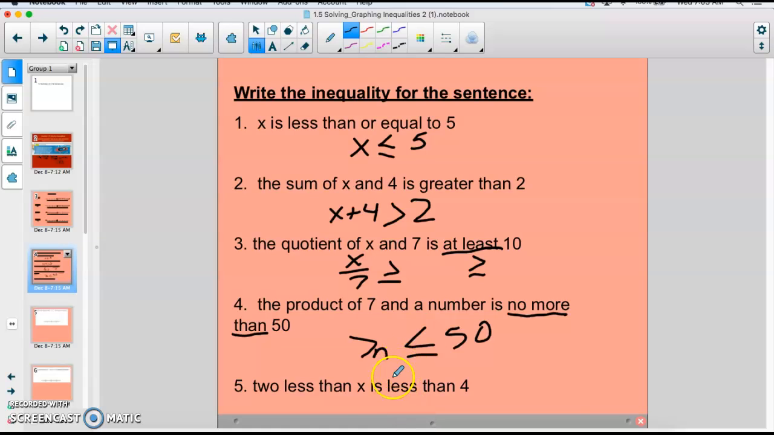And lastly here, 2 less than x is less than 4. Well, the is less than 4, that's an easy part, right? 2 less than x. If somebody has $4 and you have $2 less than them, that would be 4 minus 2. And so it's going to be x minus 2 is less than 4.